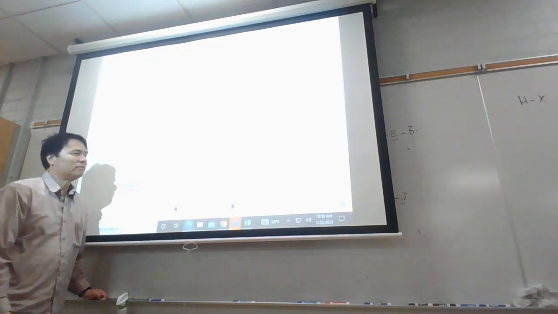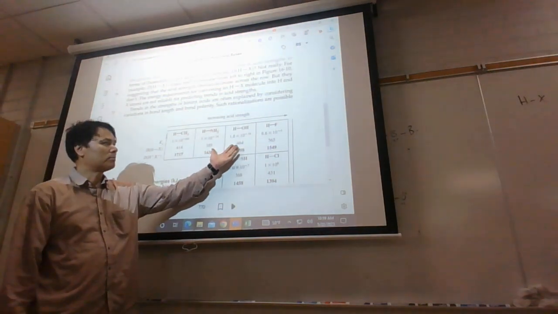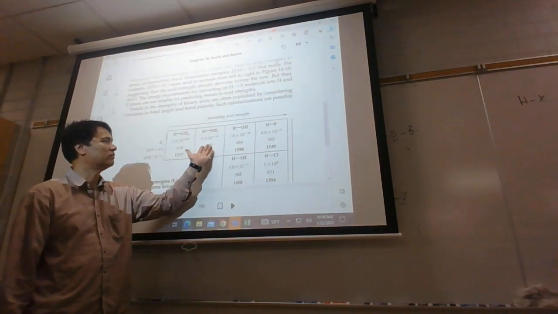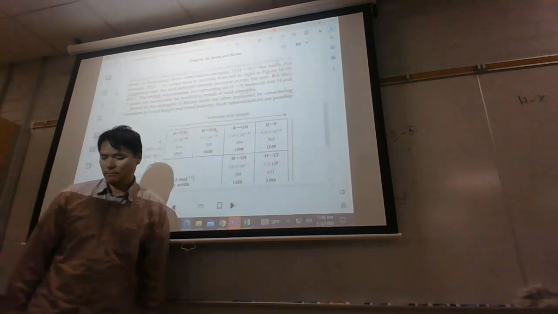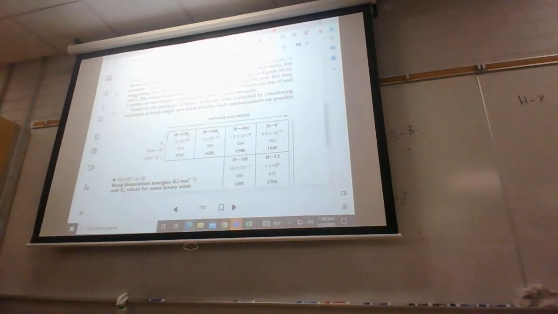All right, the other way of looking at this is just strictly based on polarity. Based on polarity, out of these, which one should be the strongest acid? HF. But we should consider all three factors.